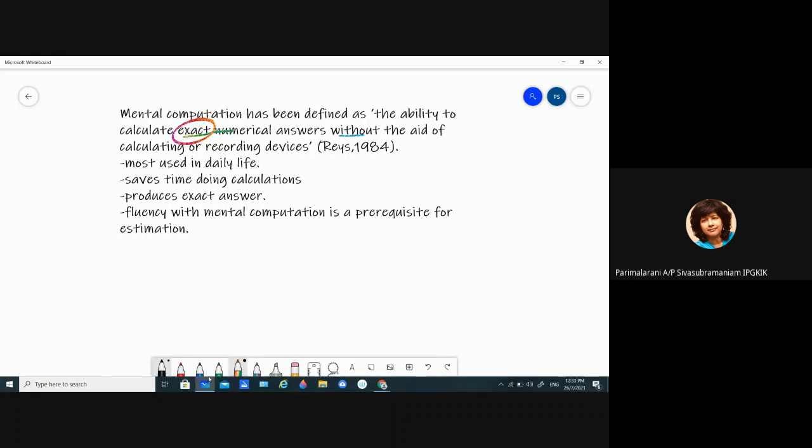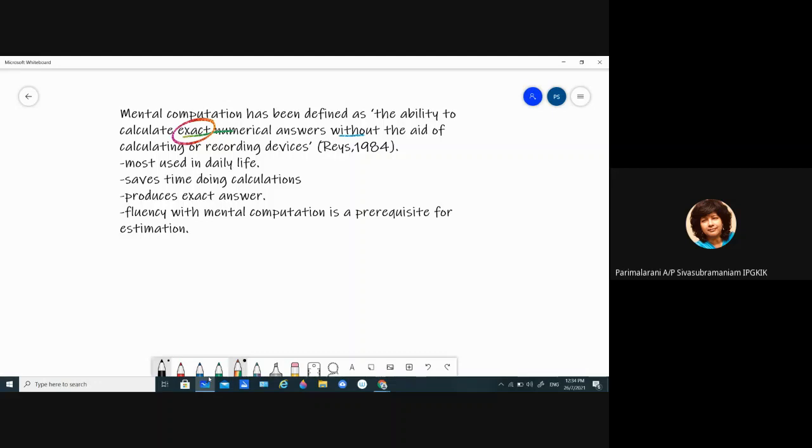Mental calculation is most used in daily life. When we go out, the calculations that we see in daily life, we usually solve using mental computation. It saves time doing calculation. That's why it's important for students to learn mental computations. It's important for teachers to encourage students to think of mental computations anytime they're in a situation where they need to do calculations. Mental computation also produces exact answers.